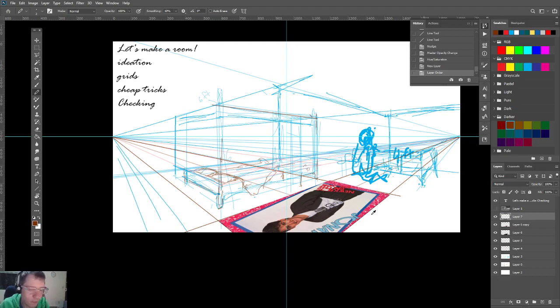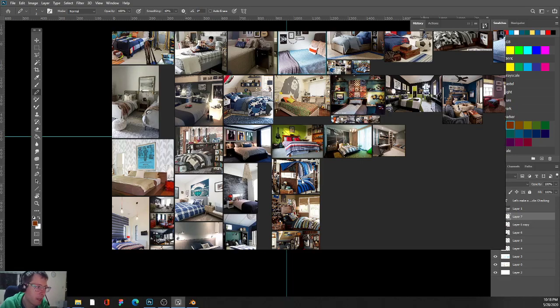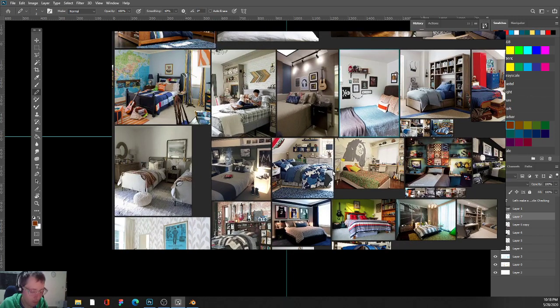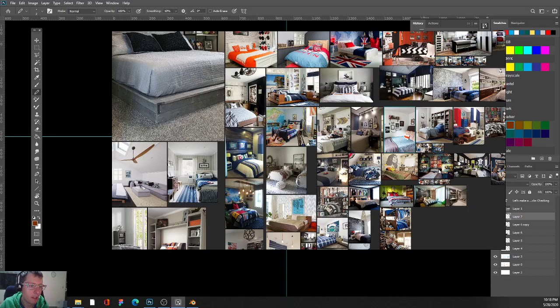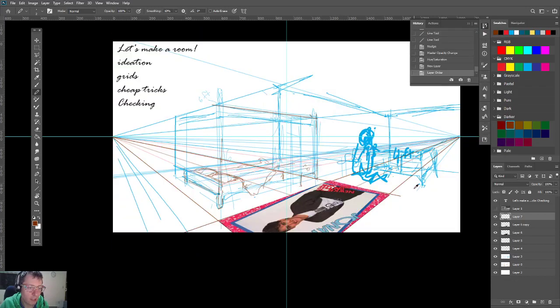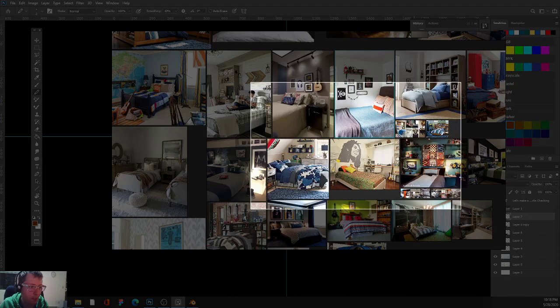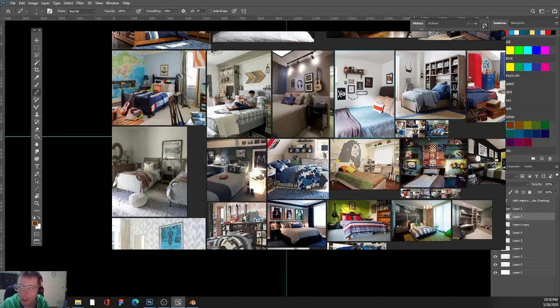I'm gonna start by just cheating. Here's all my bedrooms. Do we have some sort of color theory here? I don't know. I'm just gonna copy this. Look at all these nice colors. I'm gonna open this in Photoshop.